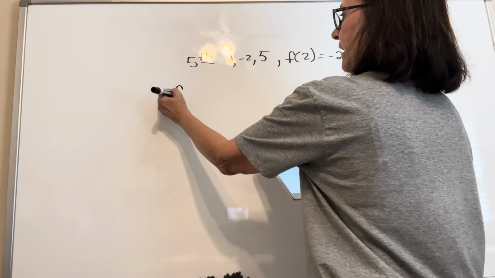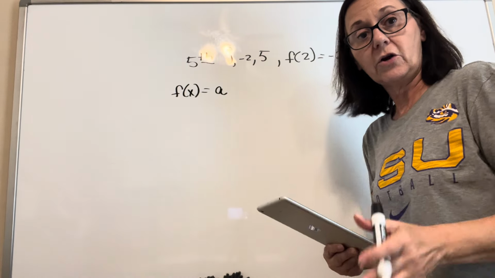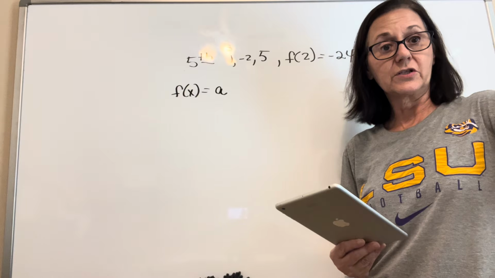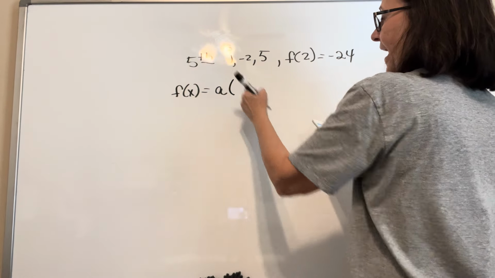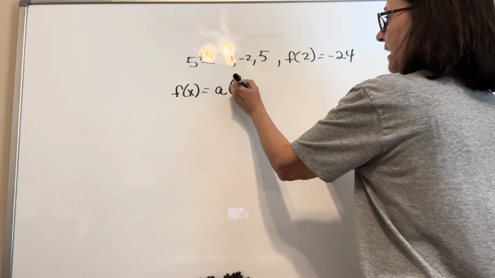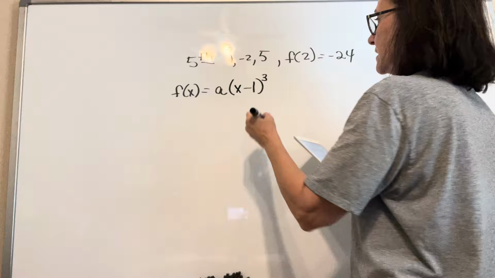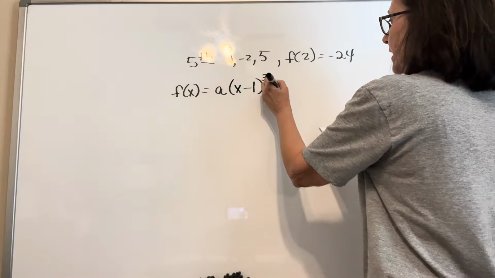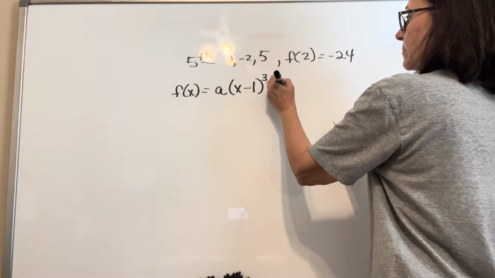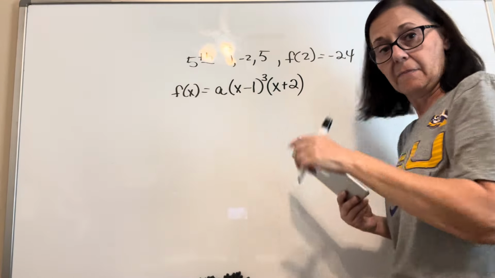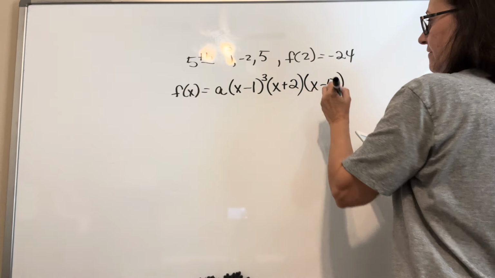So we'll write it f of x equals a, we don't know what the lead coefficient is. That's what we're going to solve for. But we know if 1 is a zero, then it's x minus 1. The multiplicity is 3. It crosses the x-axis. It didn't change the multiplicity for -2. So that's just going to be x plus 2 because it's x minus -2. And this would be x minus 5.